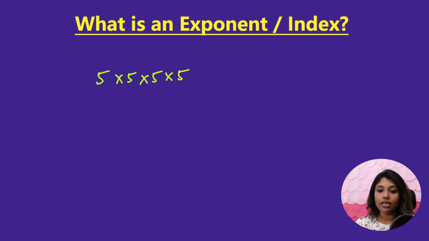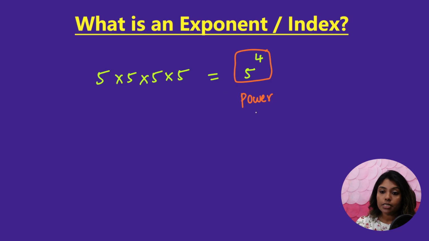Now this can be written in a simple form using a notation. That is basically 5 to the power of 4. Now this 5 raised to 4 has a name. So this 5 raised to 4 is called a power. So now within this power, you have parts. You can see there is a 5 and there is a 4, right? So this 5 is called the base of the power, and this 4 is called the exponent or index of the power.